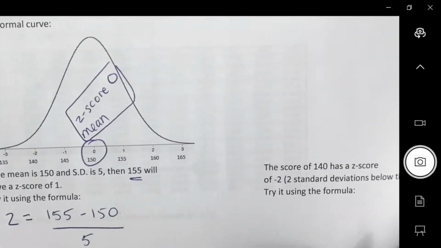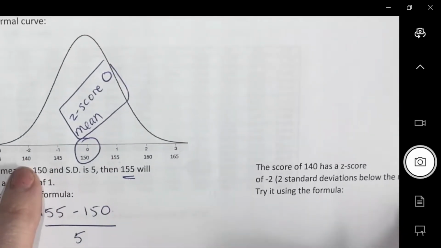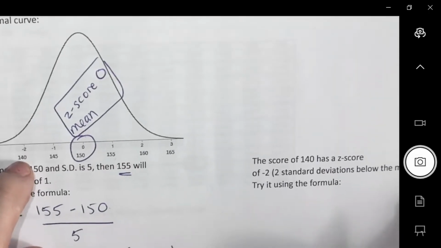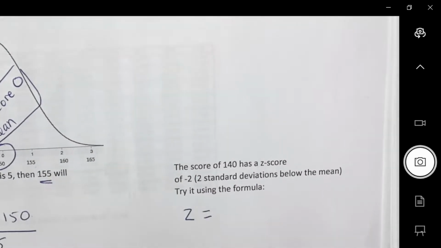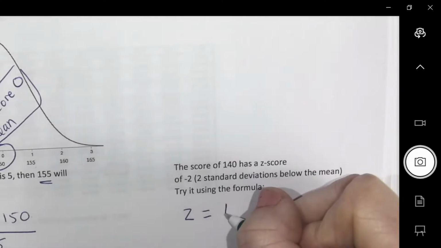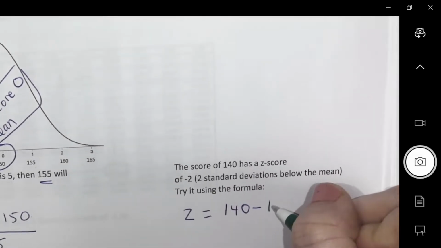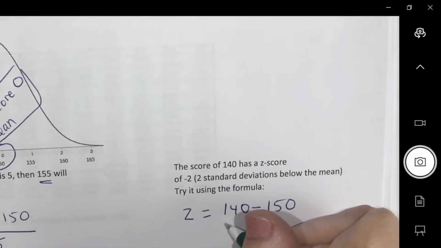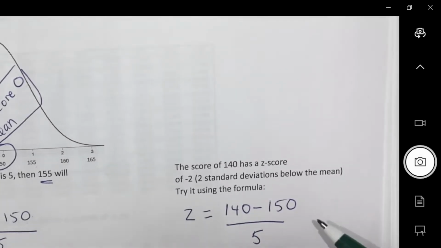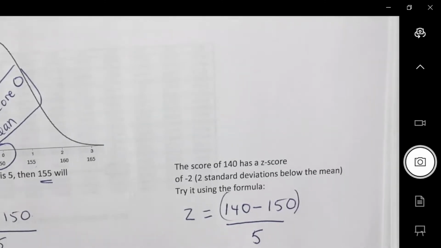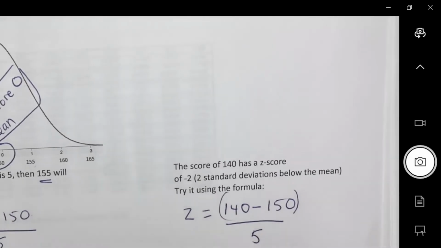Okay, 140 on this picture has a z-score of -2 exactly. So if I try it in the formula, it would go like this. The z-score equals my score of 140 minus the mean, 150, over the standard deviation of 5. So I'd be putting that in brackets before I'm dividing by 5. And then I'm getting a -2.